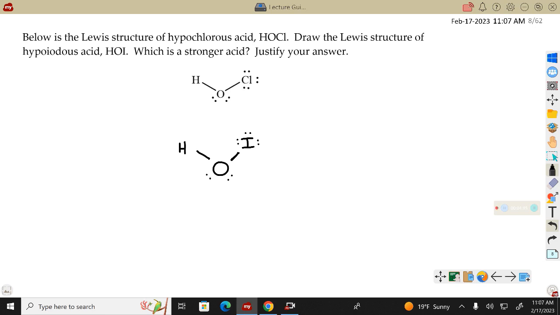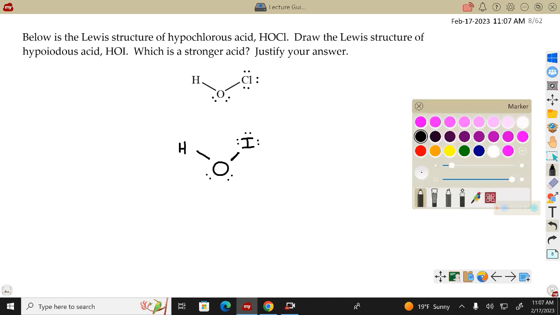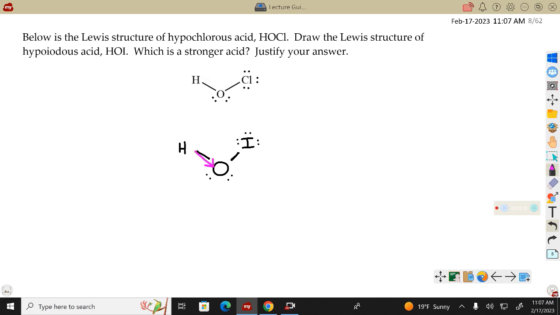So again, since we have such a similar structure, the only difference is the halogen. It's got to have something to do with the properties of chlorine versus iodine. And it's an electronegativity issue again. Both of the hydrogens are directly bonded to the oxygen. So right there, the electrons are being pulled away from the hydrogen. But then again, it's like a tug of war. Each oxygen called for another friend.